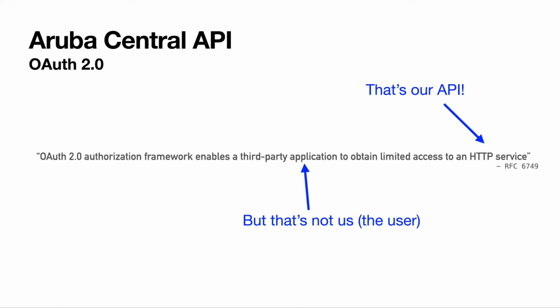Now, what about this though, the third-party application? As networkers, we're used to, with SSH or Telnet in the past, using a username and password to log in. And if you've used APIs such as the AOS-CX API, you use a username and password for that. But this framework is different because it's the application and not the user that logs in. And there's really good reason for that.